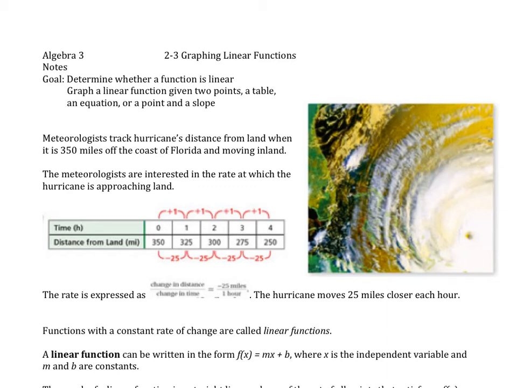Graphing linear functions. Linear functions have a graph that is a straight line. To determine whether a data set can represent a linear function, we look at the difference in the x values and the difference in the y values. Is there a constant ratio? We call this constant ratio a rate of change.